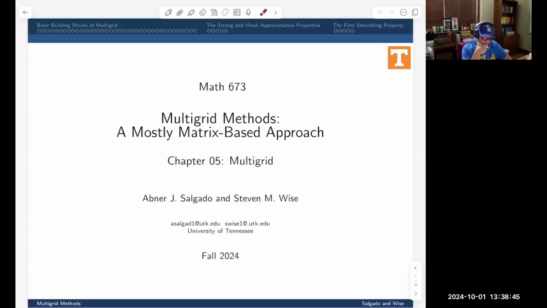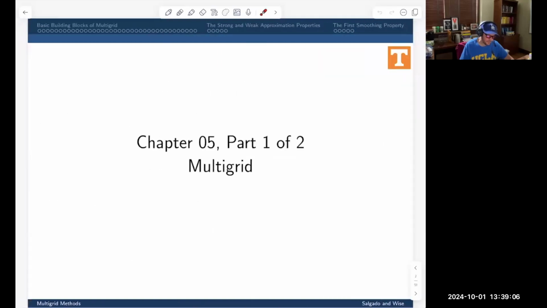All right, so we're starting chapter 5 of Multigrid Methods, a mostly matrix-based course. This chapter is actually called Multigrid because this is the first time we actually introduce these concepts. So this is part 1 of 2 slide decks. There'll be a second part that we'll cover in future lectures. But right now we're going to cover 3 sections of this chapter 5, namely the basics of multigrid, the building blocks of it. Then we're going to talk about the strong and weak approximation properties.